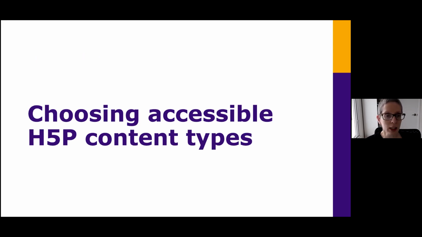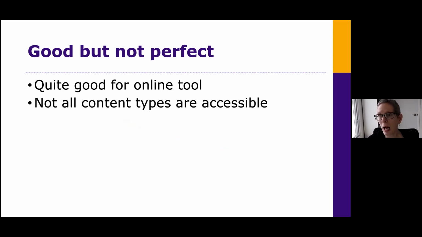So first, choosing accessible H5P content types. H5P, for an online instruction tool, is actually pretty accessible. It's more accessible than many things that I have encountered, but it's very far from perfect. Not all of the 40+ content types in H5P are accessible. So it's really important, as a baseline starting out, to make sure that the content types that you're using in your instruction are actually accessible.